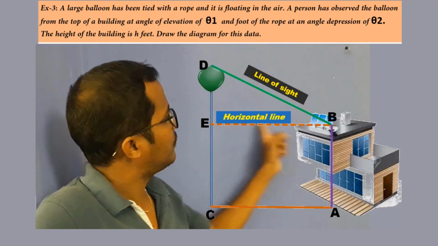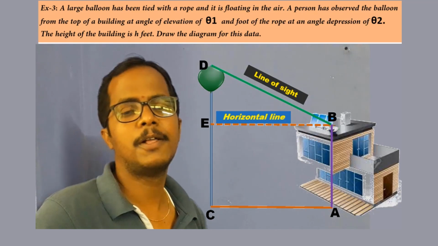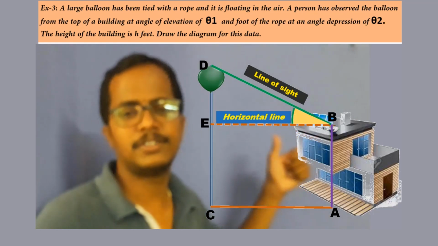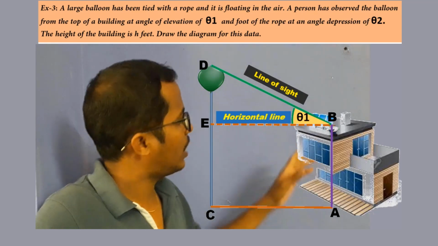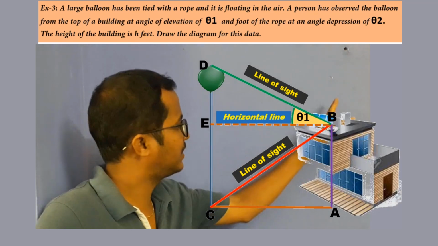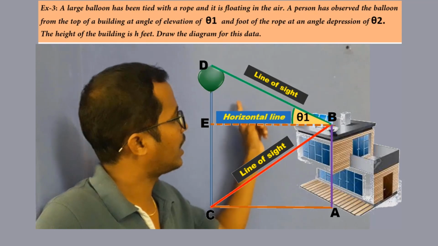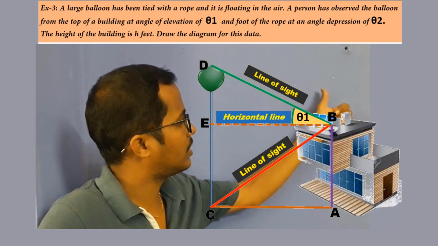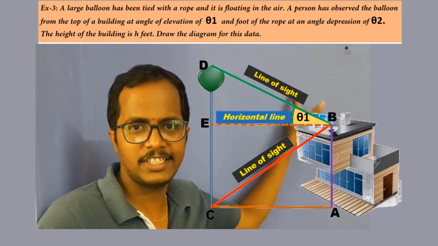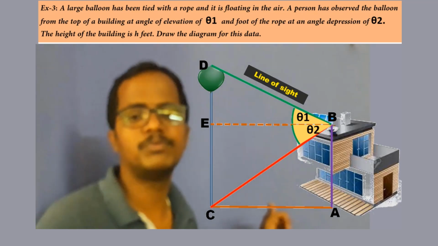And here between horizontal line and line of sight, an angle is formed. So it is the angle of elevation, and it is given as theta 1. Now again the observer is observing the foot of the rope. So let us take the line of sight from the observer's eye to the foot of the rope. And again here between horizontal line and line of sight, one angle is formed. Now this angle is known as the angle of depression and it is given as theta 2.